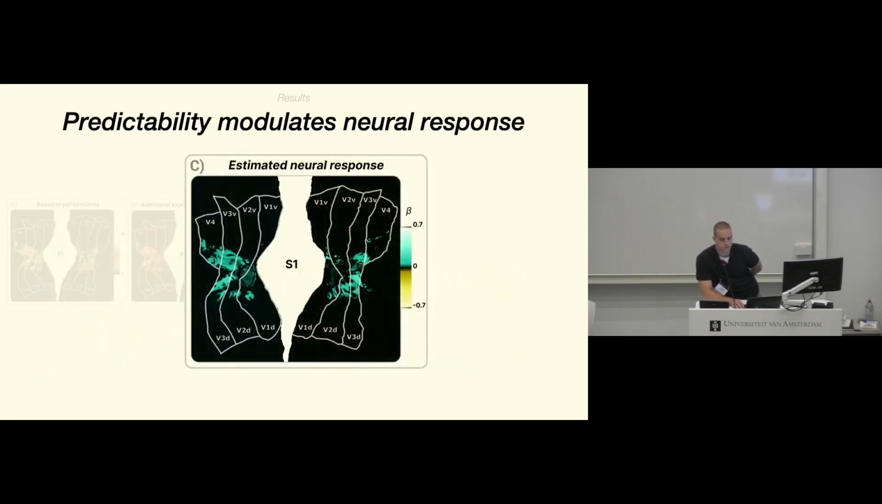Then we wanted to know what the direction of this modulation was. So we looked at the beta coefficients of the cross-validation ridge regression, and we found that these were all positive. So this means that the more unpredictable a feature is, or a perceived content has been, the higher or the stronger the evoked response was.